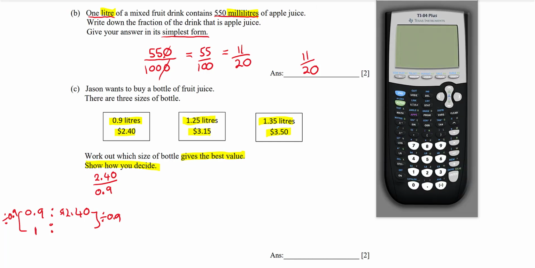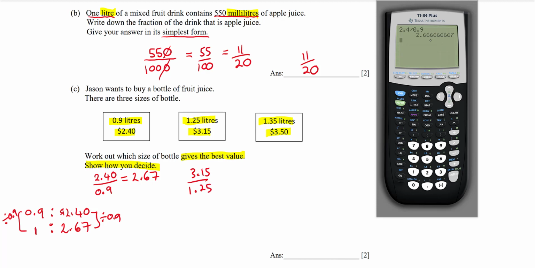So if we get our calculator out, then we have $2.40, so 2.4 divided by 0.9, and that is equal to 2.6 recurring. And when we're dealing with money, we round to 2 decimal places. So this is going to equal then $2.67. So if you're doing it as the ratio, we have our 1 litre here, and it would be $2.67.